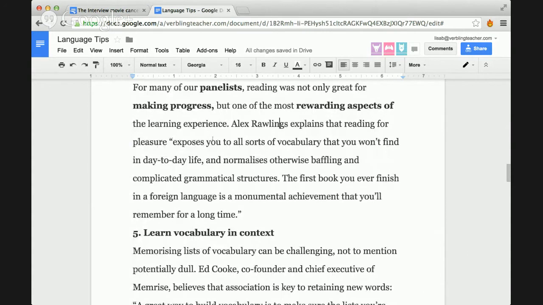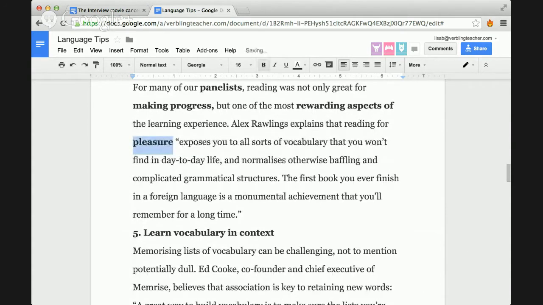So he says that reading for pleasure. This is kind of the idea too, making sure that you're enjoying what you're reading. Pleasure means for fun, for satisfaction, because you enjoy it. So it exposes you. That means you get to see lots of different types of vocabulary words, especially the ones that you won't find or hear just in day-to-day life.